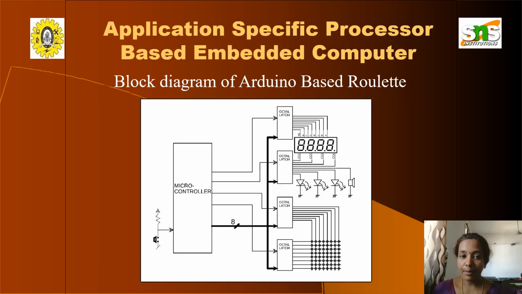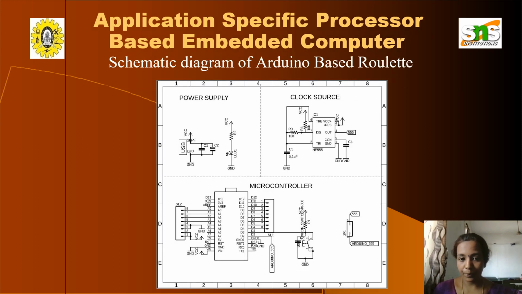So next is the application specific processor based embedded computer. This is the block diagram of the Arduino based roulette. The microcontroller is there. This is a simple diagram where we connect the microcontroller with the latch and with the output device, the 7-segment display, which is then connected with the LEDs. LED is also an output device. The 7-segment display is also an output device. Both are used to view the output.